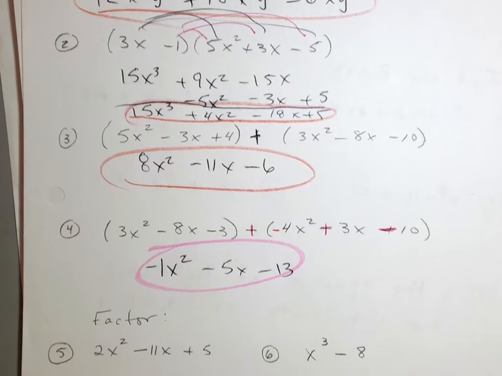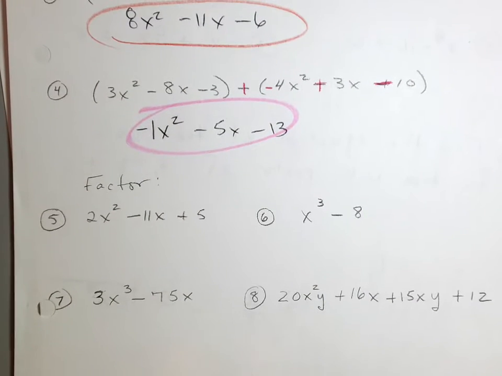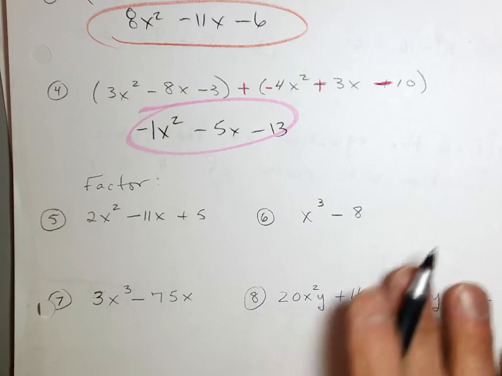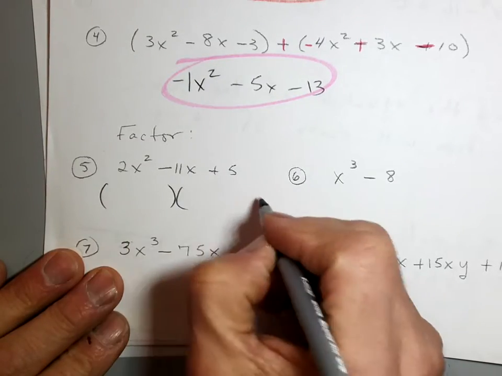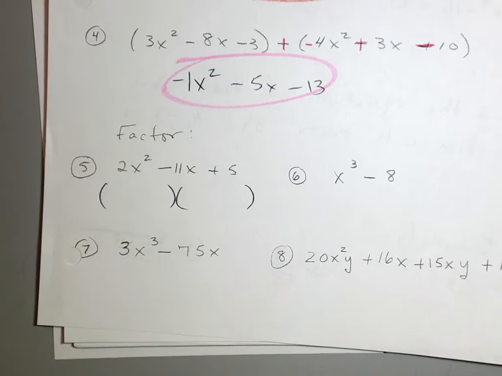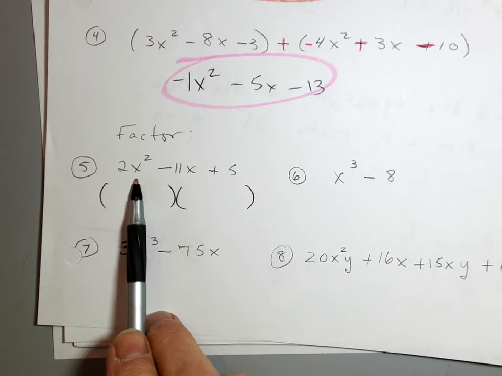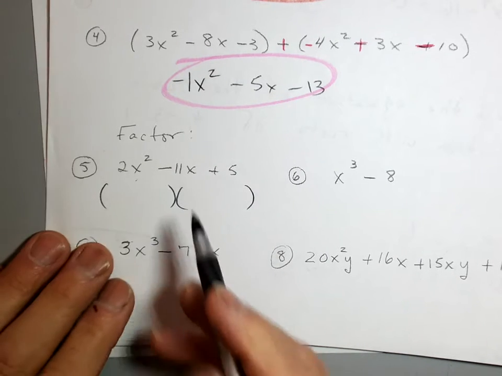Okay, moving it forward. Okay, factor. All right. So if I factor, let's see. I know I have to make it 2x squared. So 2x and x, right? Jay, take notes.